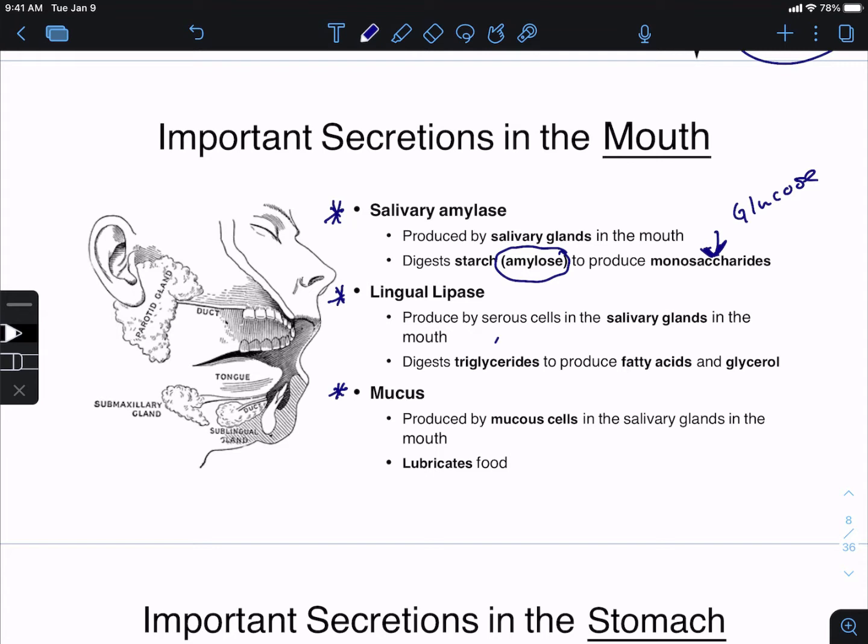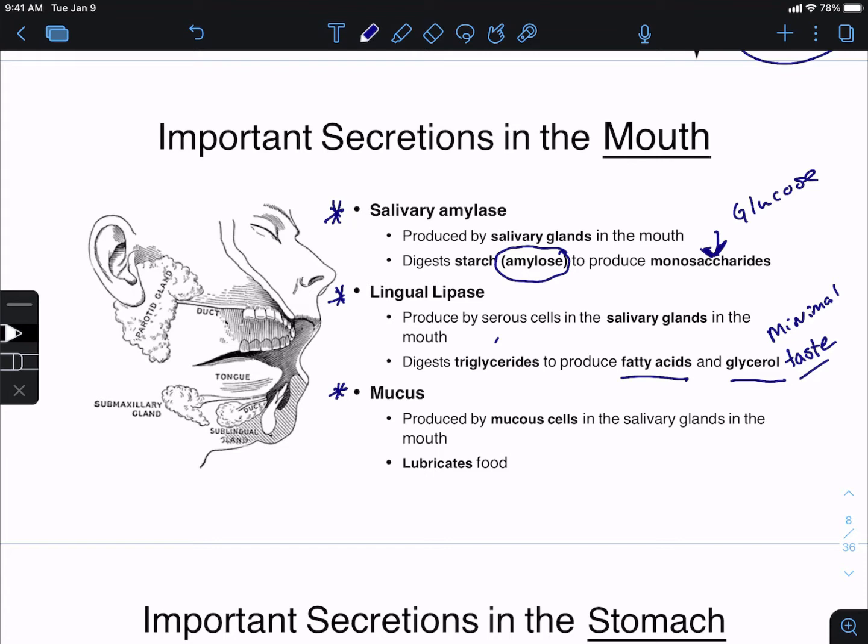We also have an enzyme in our saliva produced by different cells in the salivary gland, and this is called lingual lipase. Lingual lipase breaks down triglycerides to produce fatty acids and glycerol. Now, the amount of digestion in the mouth is very, very minimal. So lingual lipase is actually less about digesting fats and more about digesting just enough to help us recognize taste. So we can actually taste the fat within our food.